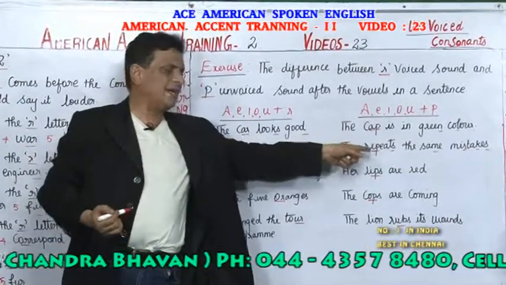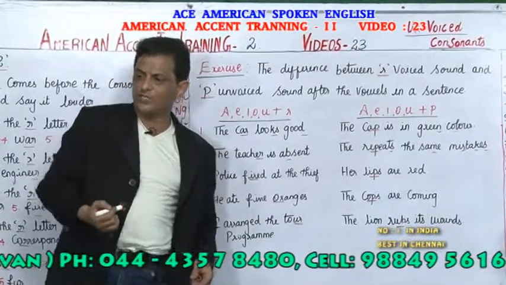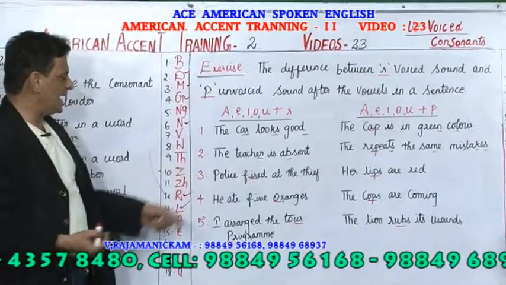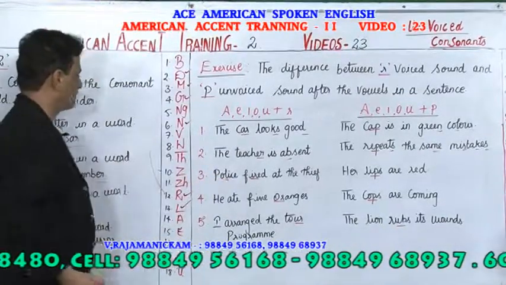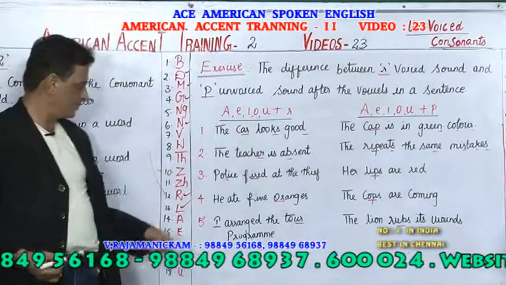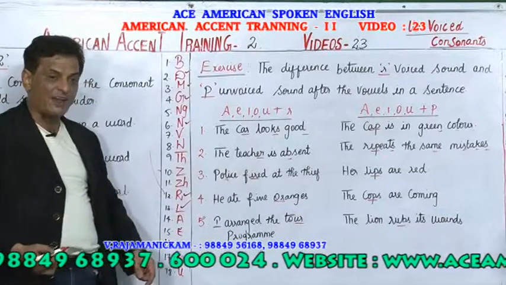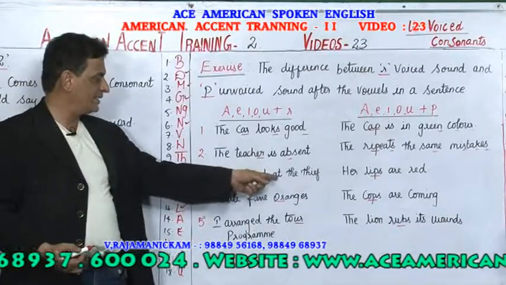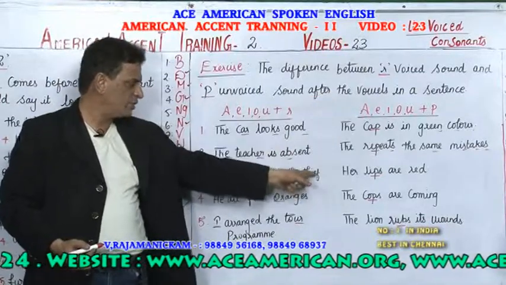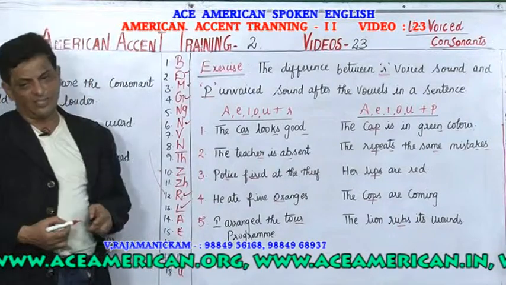Before P, E comes, reducing the vowel sound. Before T, A comes, you are reducing the vowel sounds. Now coming here, police. L is voiced or unvoiced? Voiced, number 13. So police. Police are, yes, fired at the thief. F is voiced or unvoiced? F is unvoiced. So all you have to reduce. So the police fired at the thief.